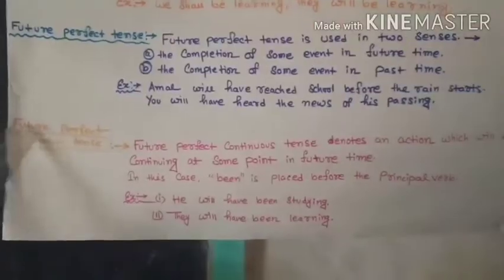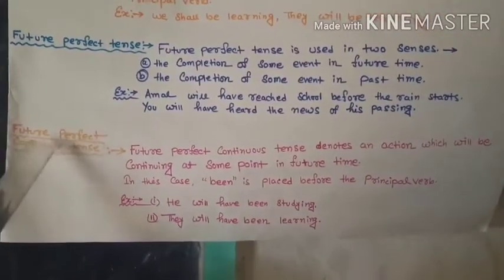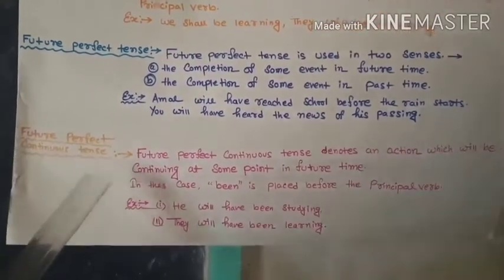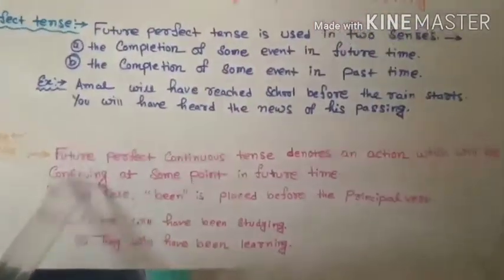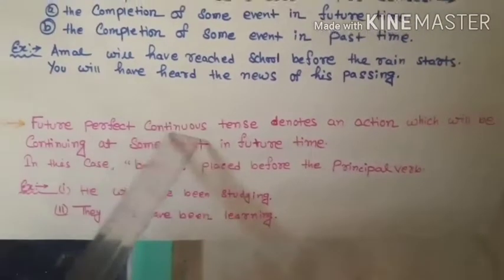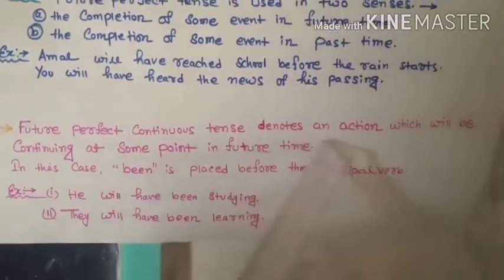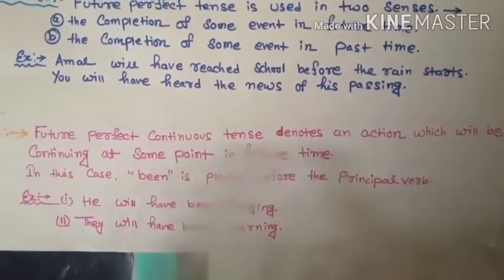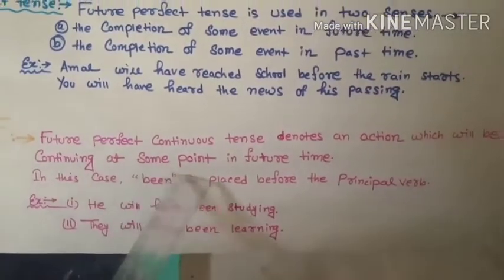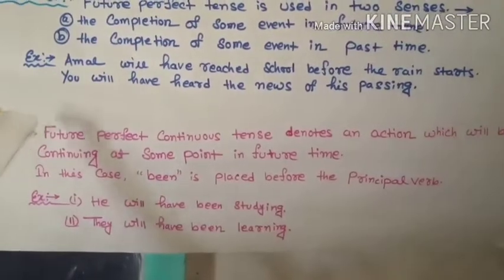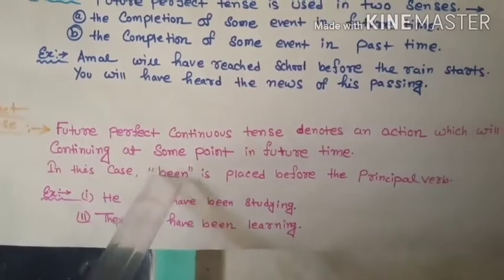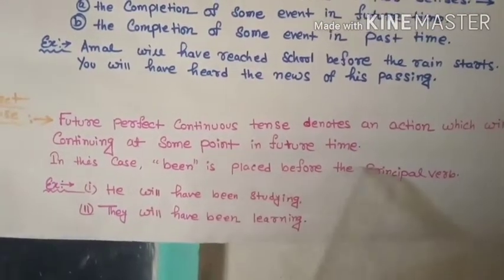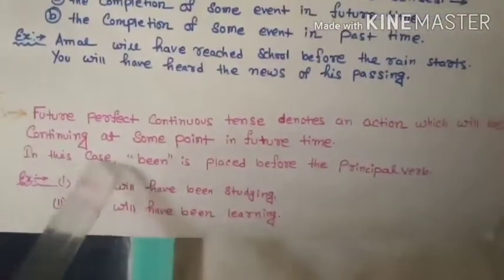Okay students, future perfect continuous tense. So what do we mean by future perfect continuous tense? Look at the definition. Future perfect continuous tense denotes an action which will be continuing at some point in future time. So in this case, been, B-E-E-N, is placed before the principal verb.